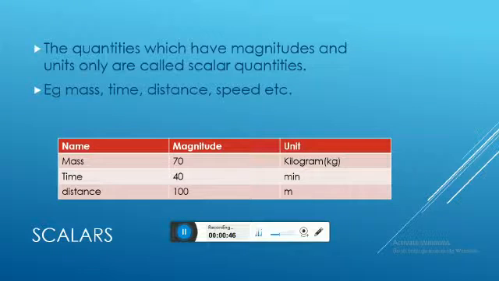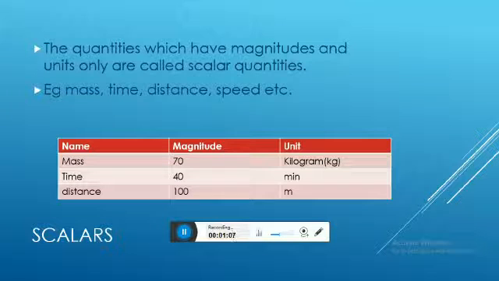Scalars are those quantities which have magnitude and unit. They are known as scalar quantities. For example, mass, time, distance, speed. These quantities are scalar quantities. They have only magnitude and unit.